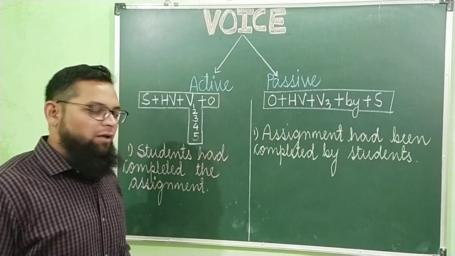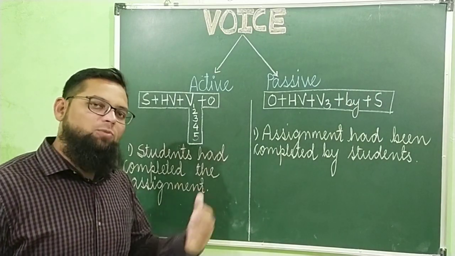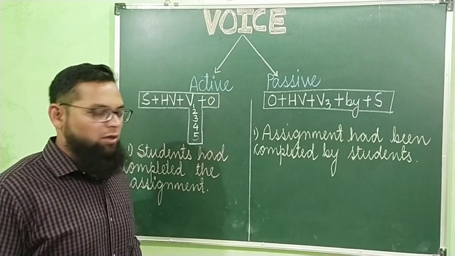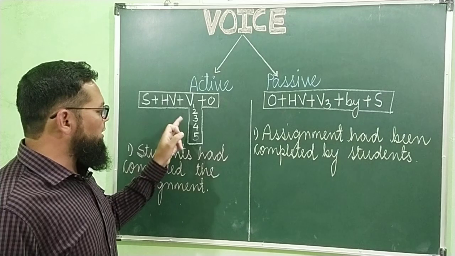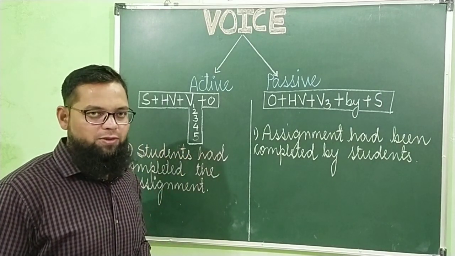Active voice में इन पांचों में से there are 5 forms of the verb. तो 5 forms of the verb में से कोई एक फॉर्म इस्तेमाल होता है। Subject plus helping verb plus verb in either first, second, third, fourth and fifth and then object. This is the equation of active voice.